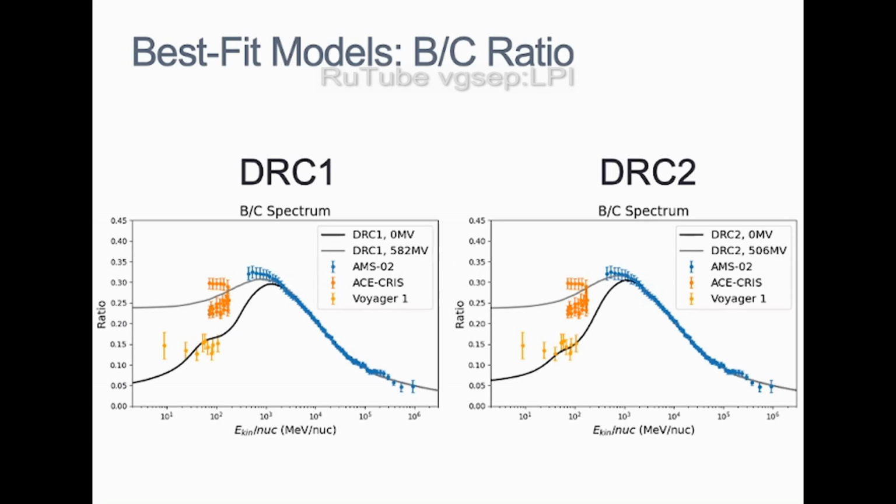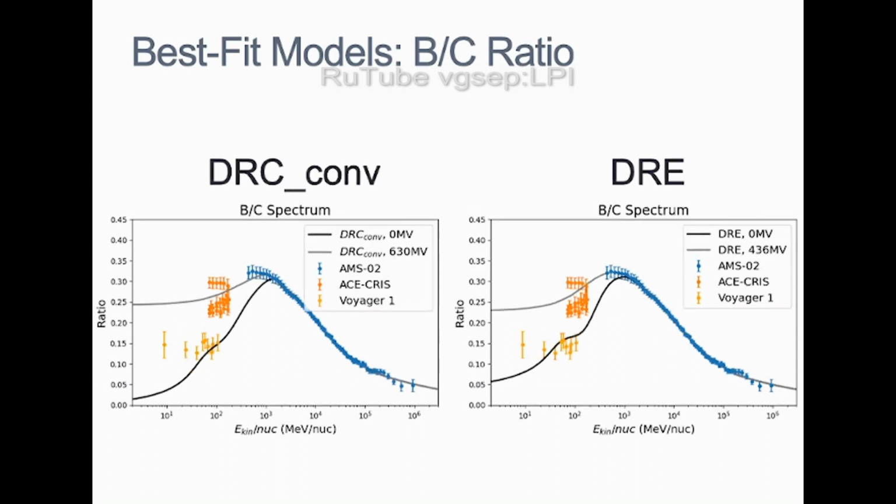So firstly, here we are comparing DRC1 and DRC2, which have quite a similar overall performance. And of course, DRC2 has an extra break in the spectral indices, which leads to a slight improvement in the model's agreement with the data at the peak of B over C, and to some extent at low energies as compared to Voyager 1 data, at the cost of the larger parameter space that the extra break incurs.